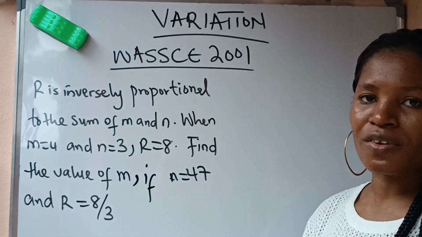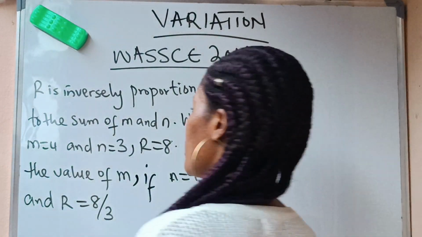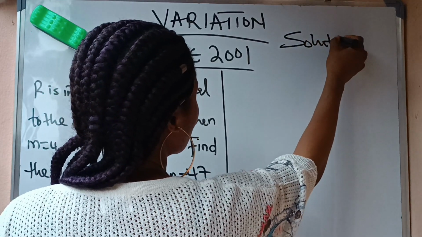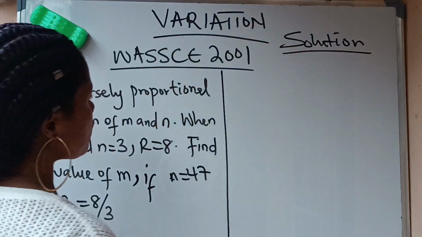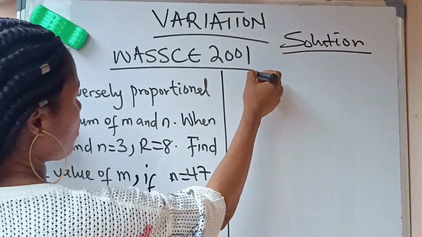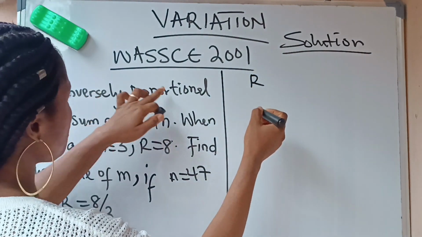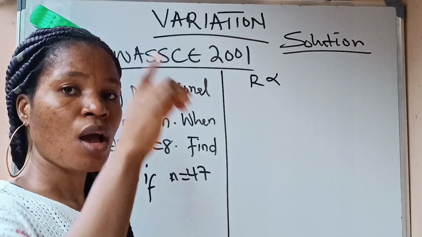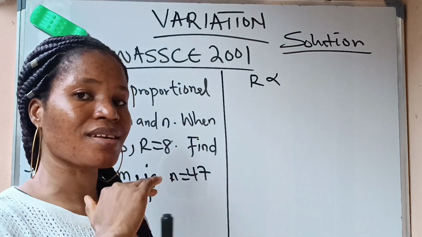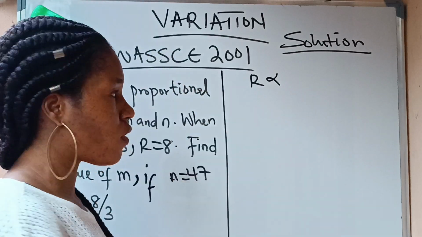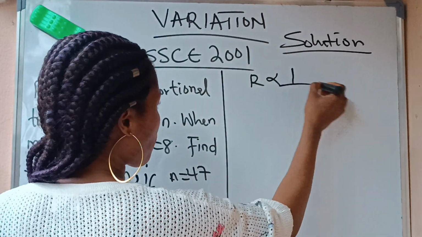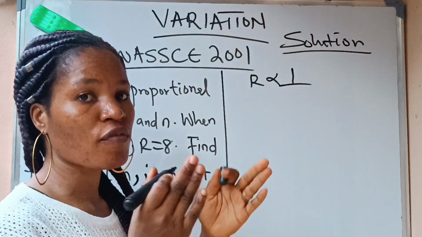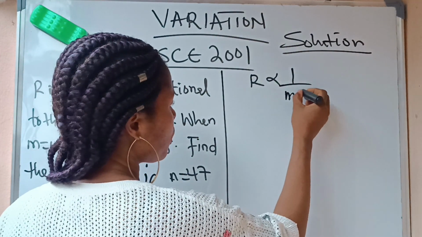Now, how do we solve it? It's a very easy thing. Just follow me, let's do this together. This is the solution. First of all, we are told that R is inversely proportional. Whenever you hear of inverse of anything, it means 1 over that term. Inverse means 1 over. So R is inversely proportional, that is 1 over the sum of m and n, that is m plus n.